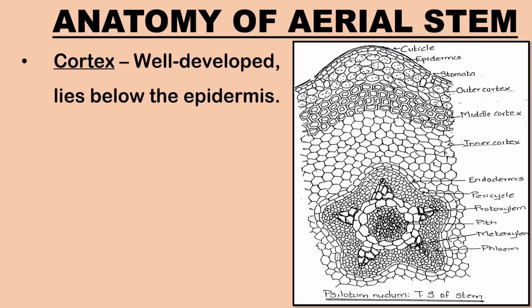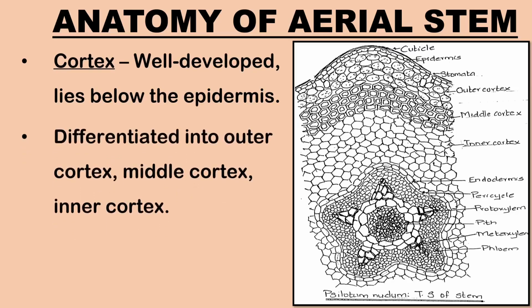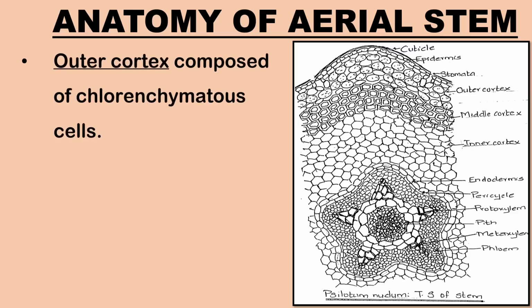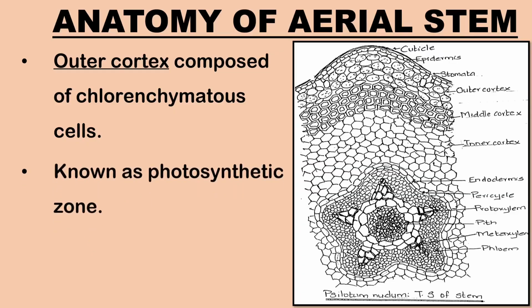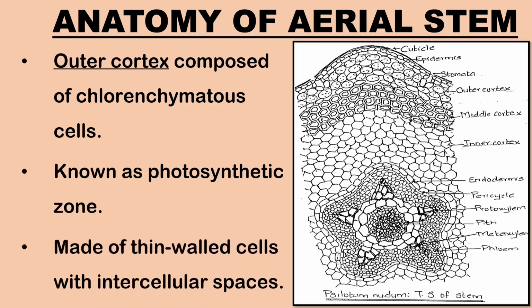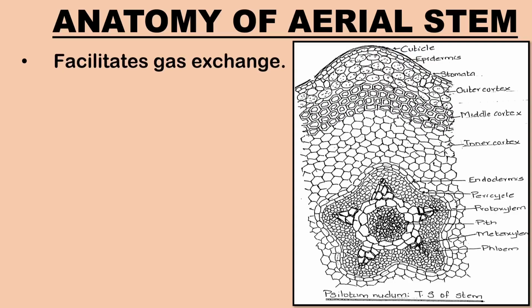Cortex is well developed and lies below the epidermis. It is differentiated into outer cortex, middle cortex, and inner cortex. Outer cortex is composed of chlorenchymatous cells containing chloroplast. It is known as the photosynthetic zone and helps in photosynthesis. It is made up of 2 to 5 layers of vertically elongated, thin-walled cells with intercellular spaces, which facilitate gas exchange.